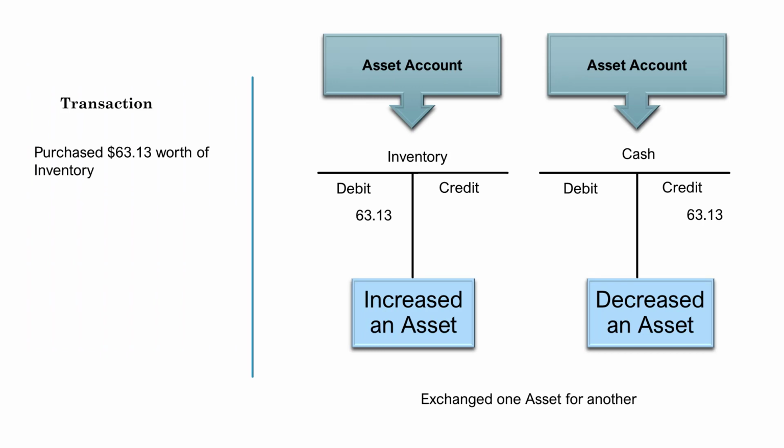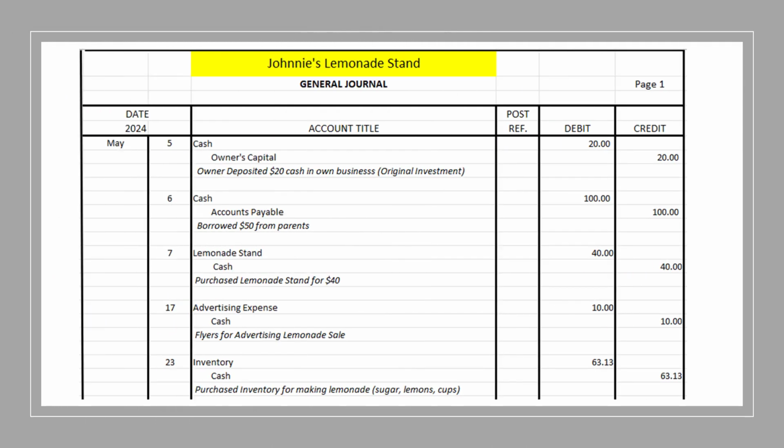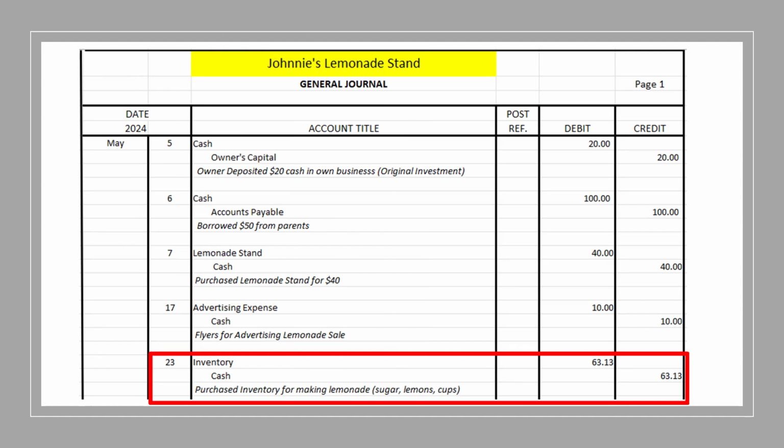Inventory is an asset. Purchasing an asset increases asset, so it is debited. Cash is also an asset. Cash is being decreased, so it is credited. This transaction is exchanging one asset for another. To record this transaction in the daily journal, Johnny enters a debit for inventory of $63.13 and credits cash for $63.13.